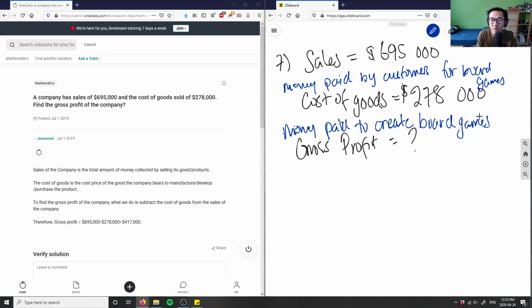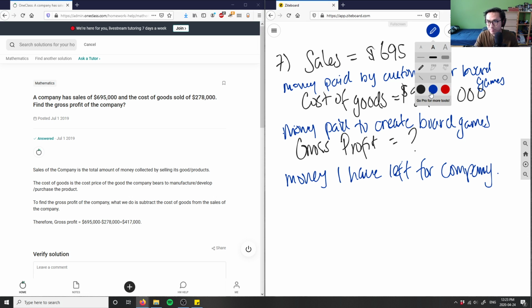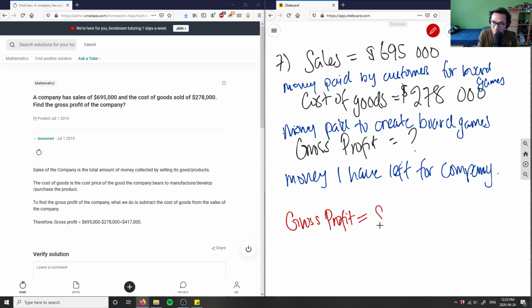And it's asking what's the gross profit. So how much money do I have left for the company? You can think of it this way: sales is the money paid by customers for board games. Cost of goods is money paid to actually create those board games, and the gross profit is the money I have left for the company. So simply what we can do is create an equation where we relate the gross profit to the sales minus the cost of goods. So gross profit would equal basically the sales minus the cost of goods here. And this will give us the money that we have in our pocket.